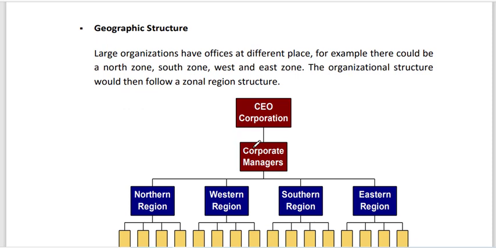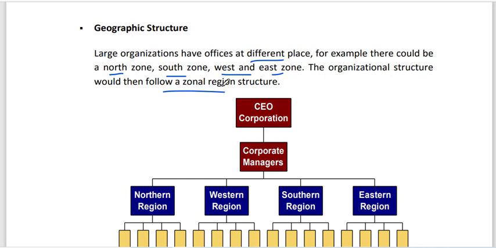Then the last one from the divisional structure is the geographic structure. What is geography? A large organization has offices at different places. As the word says, geographic means different places. For example, there could be a north zone, south zone, west and east zone also. So these types of organizations follow a zonal regional structure.